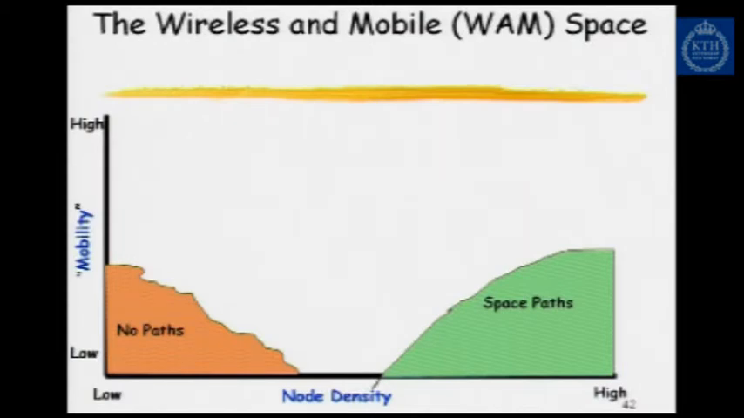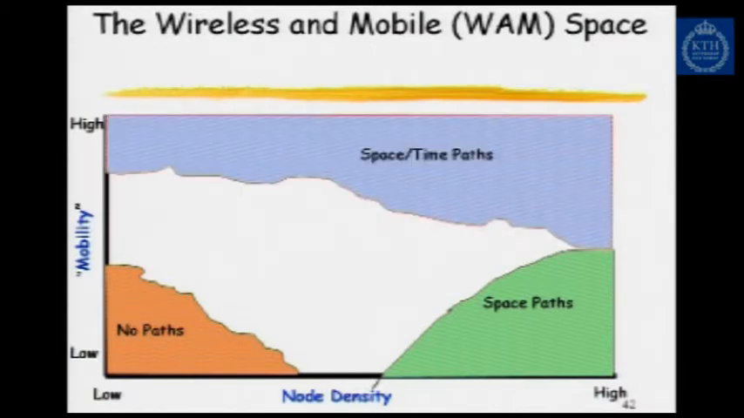Then, to make a long story short, you can have other types of networks that have space-time paths, and then you can have networks in the middle that we maybe call hybrid networks, where some node pairs have space paths, some node pairs don't, and so on. Now, why is this important? If I can develop this space and I can tell you my network is here or here, I can determine what kind of routing I use.